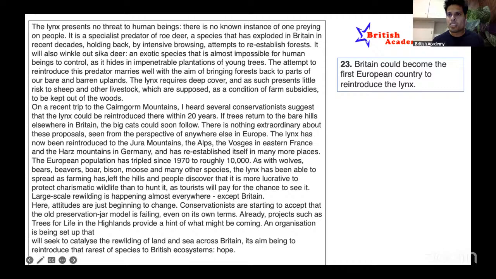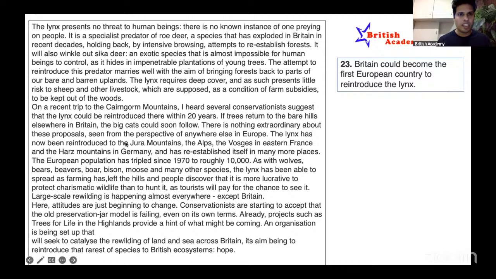So let's read the first question that is being given to us over here. Britain could become the first European country to reintroduce the lynx. So the keywords are reintroduced and Britain. Here Britain is given to us, so we might think the answer is related to reintroducing. I even see the word re-established, but nothing about lynx or reintroducing lynx is mentioned. So that word is not given. They talk about deer. The lynx is given over here, but nothing related to Britain. Now when I come down once more, here's Britain and here's the word reintroduced, which means the answer would be fetched from here.